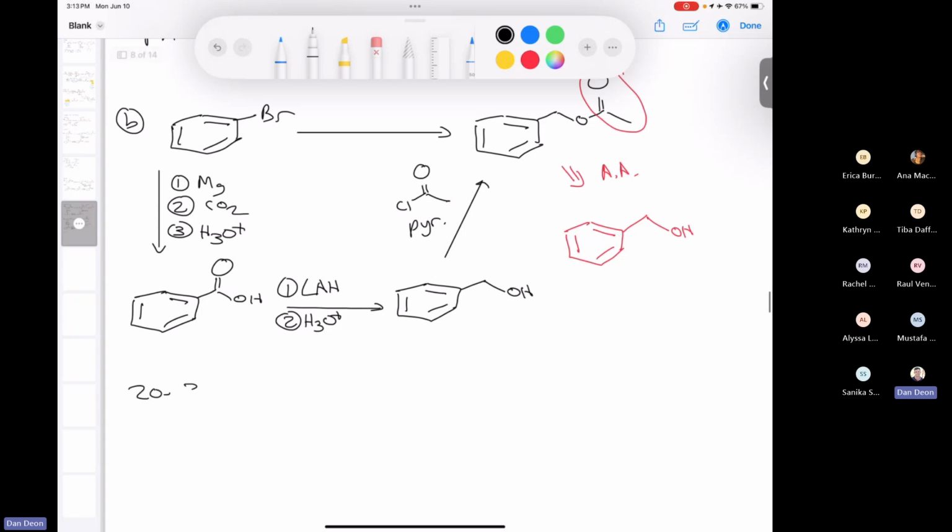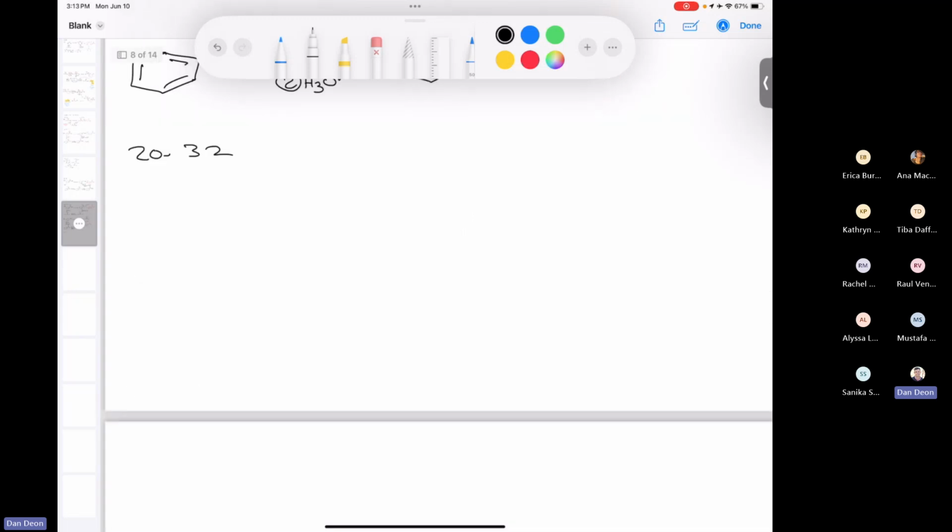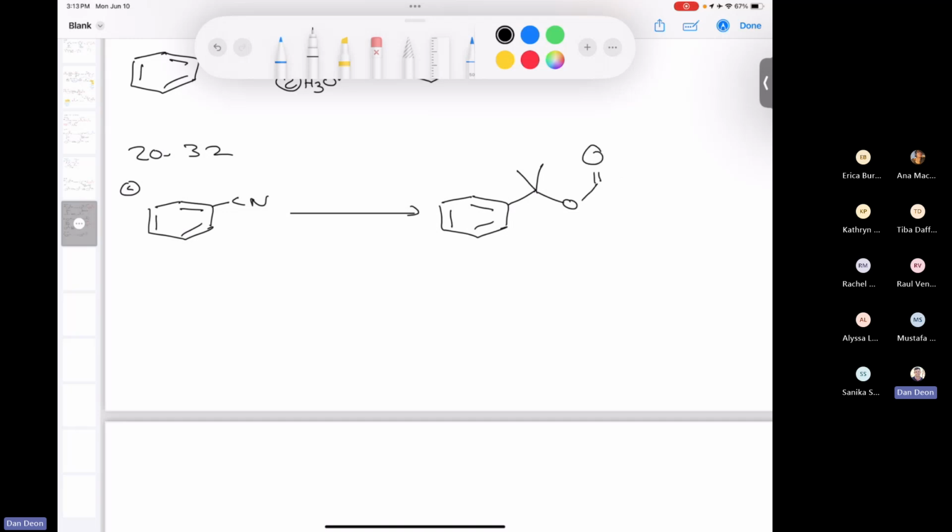This is 20.32, and this is C. So we're starting out with this compound, which is called benzonitrile. And now we're making this compound. So where we have this geminal dimethyl, oxygen, and then we have another acetyl group on here. So we know how to put on an acetyl group. So the main thing would be, once we know how to do that, all we need to do is make this compound, would be to make the alcohol, and then we can add the acetyl group.